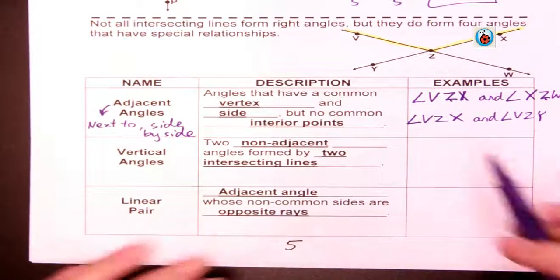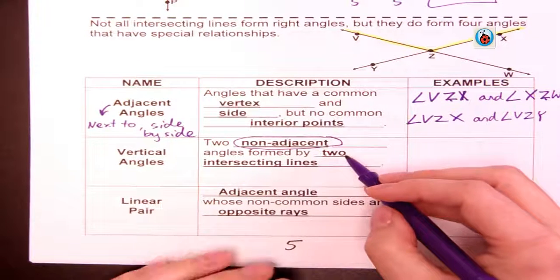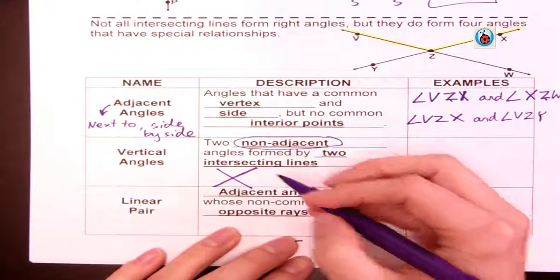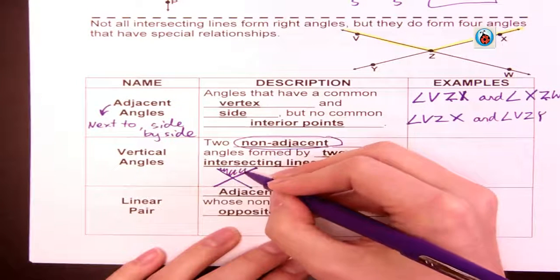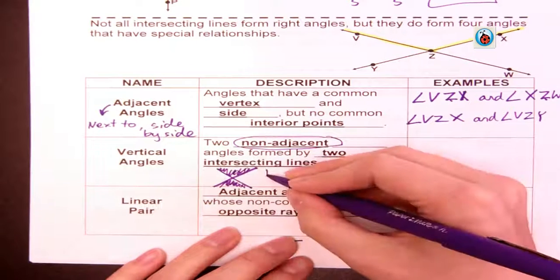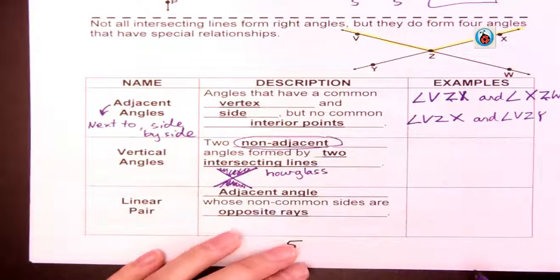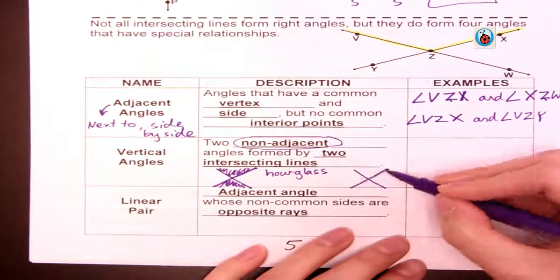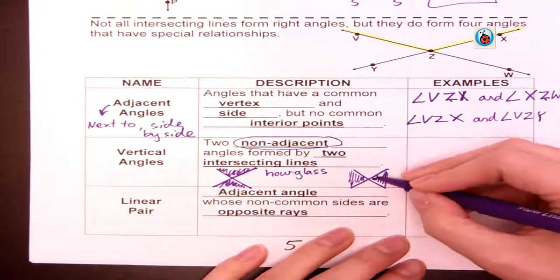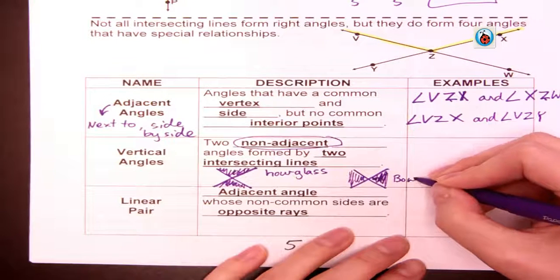Alright, vertical angles are non-adjacent, so they're not side by side, and they're formed by 2 intersecting lines. So anytime we have an X shape, vertical angles are the opposite ones. They can be the opposite up and down, and you can think of that as an hourglass, if that helps you remember it. Or we could have the X and the opposite side-to-side angles, and that I would probably call like a bow tie.